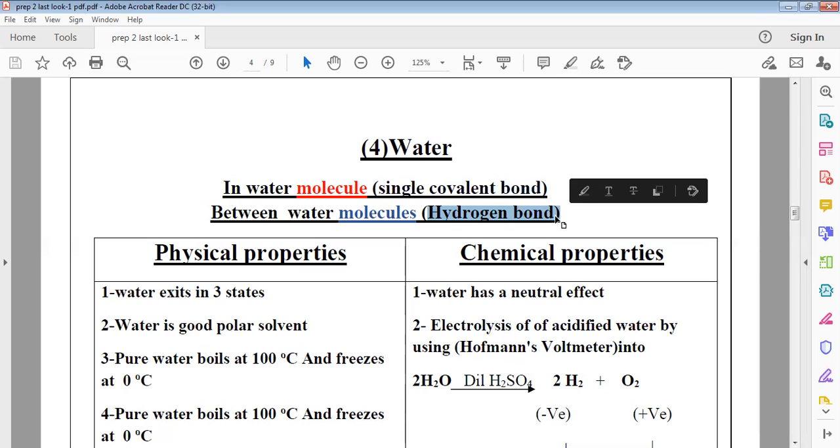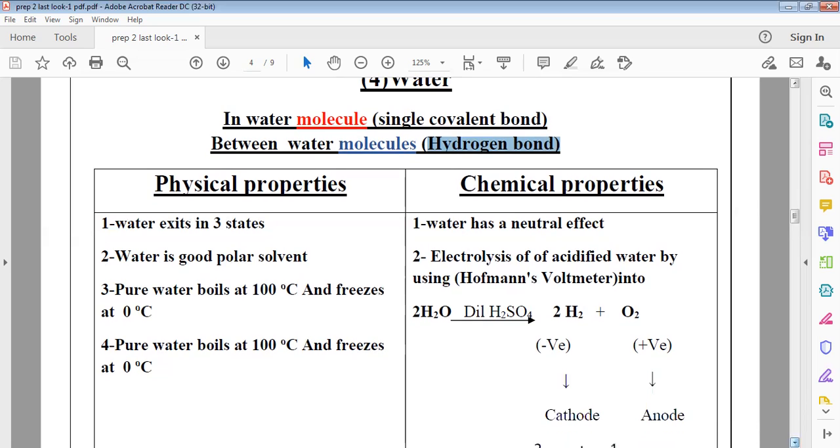طيب نعمل comparison between physical property and chemical property of water. Number one, water exists in 3 states. سهلة جدا. Solid, liquid, gas: water vapor, and ice. طيب what else? Water is a good polar solvent. كنا بنتكلم عن most ionic compound dissolved in water. Some covalent compound dissolve and the other doesn't like water.